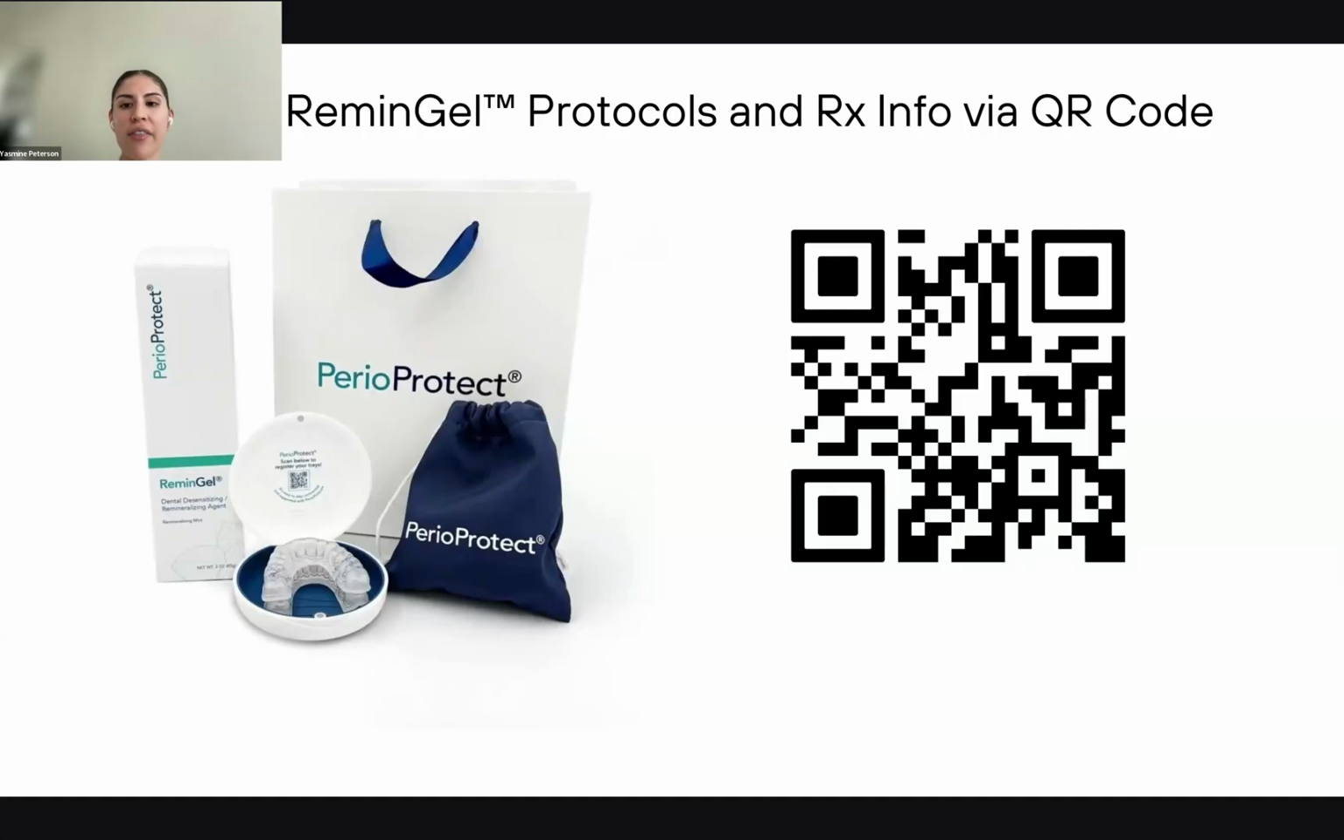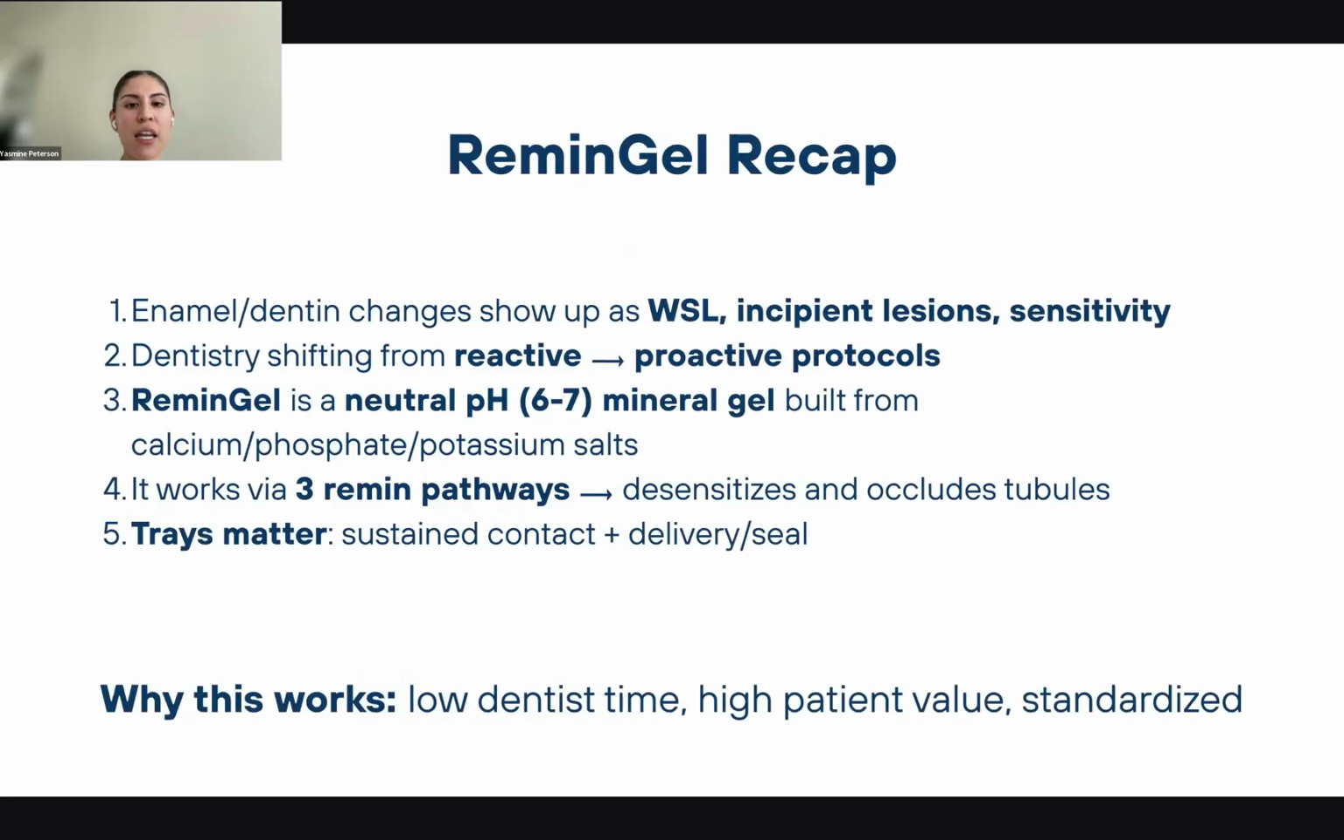There's a starter kit and there's a QR code here, so you can get more information. And just to recap everything. Number one, enamel and dentin changes show up as white spot lesions, incipient lesions, or chronic sensitivity. Dentistry is shifting from reactive to more proactive protocols. Remingel is a neutral gel which has a lot of minerals in it. It works by desensitizing and occluding the dentin tubules and remineralizing those demineralized areas.